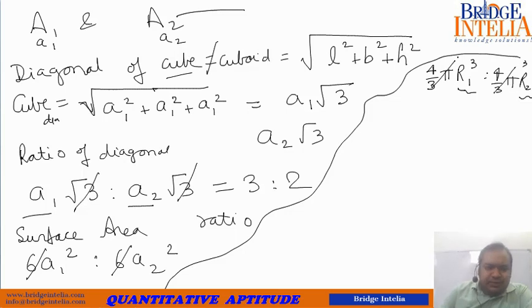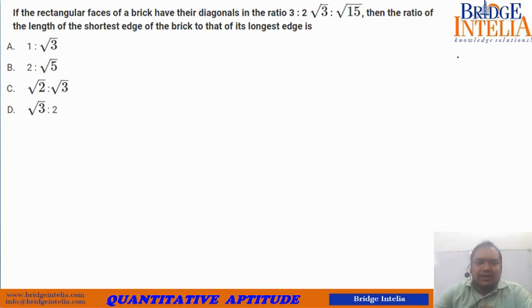So now let's move to the next question. If the rectangular faces of a brick have their diagonals in the ratio 3:2, so in the given ratio, then we have to find the ratio of the length of the shortest edge of the brick to that of the longest edge. Now please understand what this question is all about.